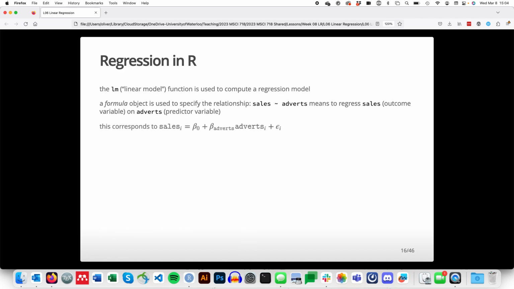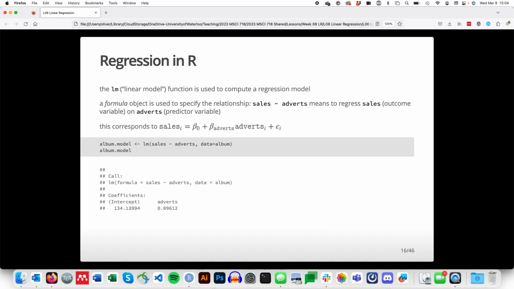This corresponds roughly to sales_i = beta_0 + beta_adverts times adverts_i + epsilon_i. So the way you do this is you type album.model equals lm, sales regressed on adverts, data equals album. It looks very similar to ggplot. All of it follows very similar style syntax. And we get this model.